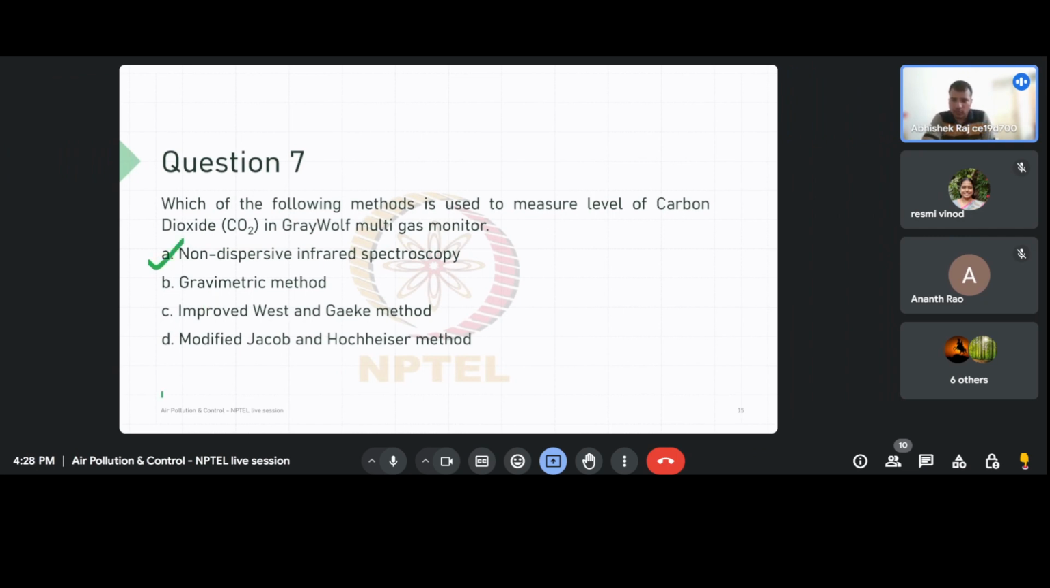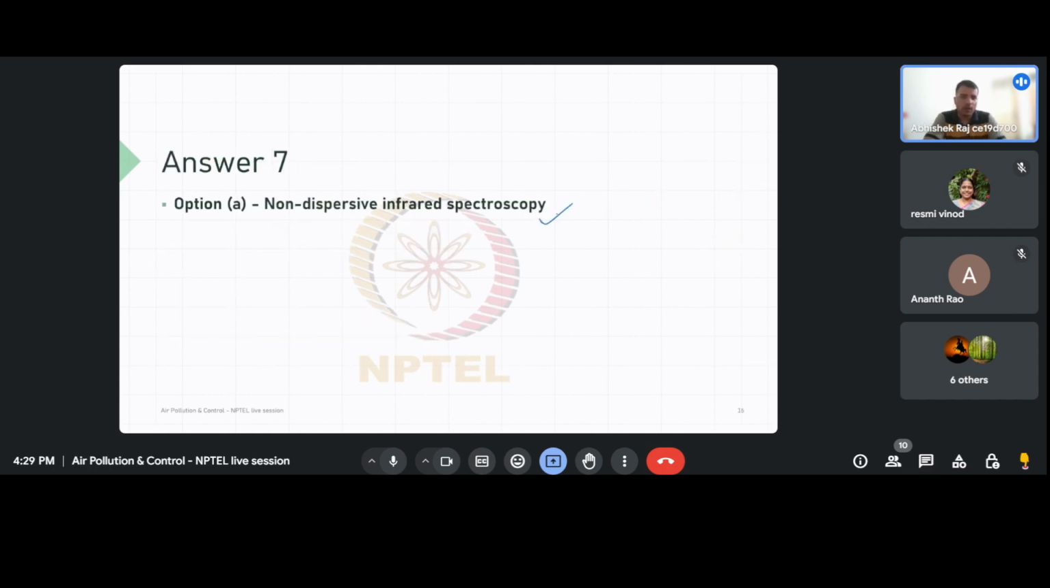So yeah, option A is the right one. It is non-dispersive infrared spectroscopy that is used in the multi-gas monitor. We use this specifically for carbon dioxide because it will absorb light at a specific wavelength, and that will be different from other gases. The specific wavelength that carbon dioxide will absorb will be completely different. So we'll use this method, infrared spectroscopy, to measure, and it will be non-dispersive. So that is question number 7, non-dispersive infrared spectroscopy.